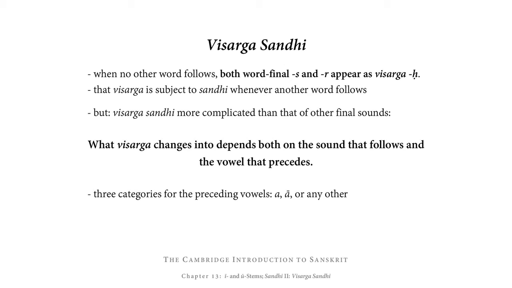The reason why we're treating visarga sandhi separately from other consonant sandhi is that it's a little more complicated, because what a visarga at the end of a word changes into depends both on the sound that follows, but also on the vowel that precedes it. There are three different categories, namely we have visarga preceded by a, visarga preceded by ā, and visarga preceded by any other vowel. And so we're going to be looking at these three categories separately, namely at words ending in aḥ, words ending in āḥ, and words ending in any other vowel plus visarga, so iḥ, uḥ, īḥ, ūḥ, and so on.